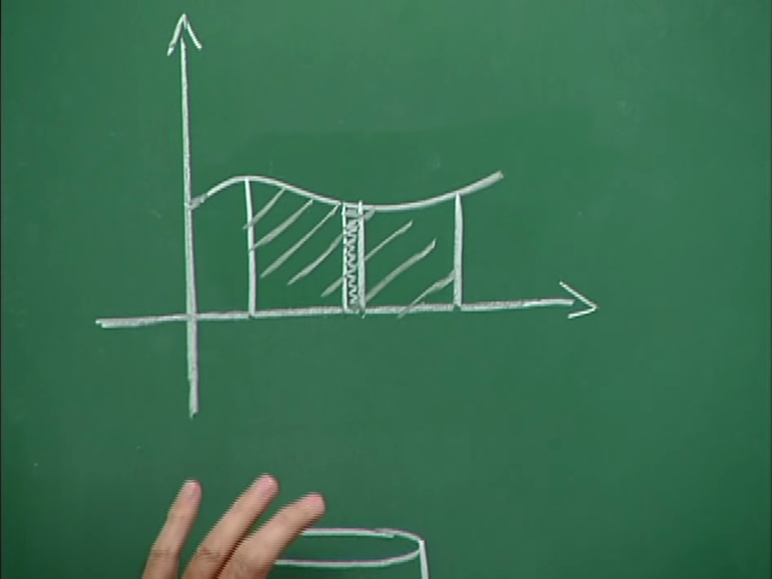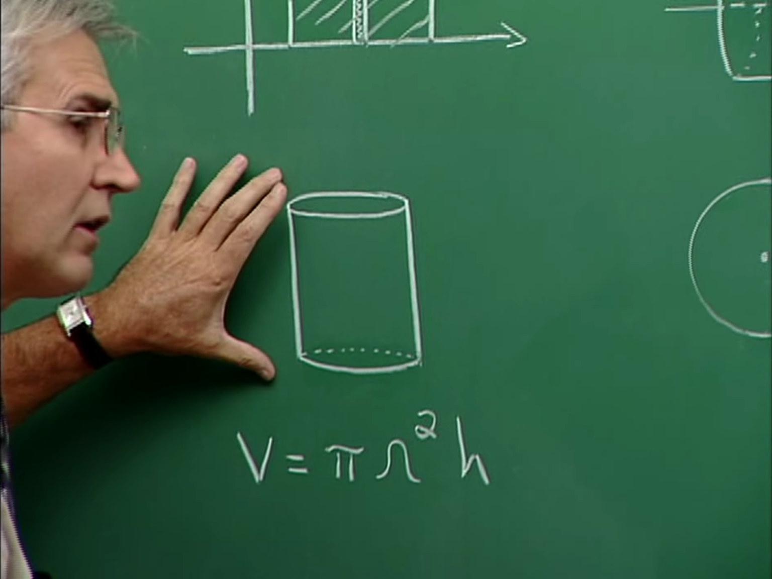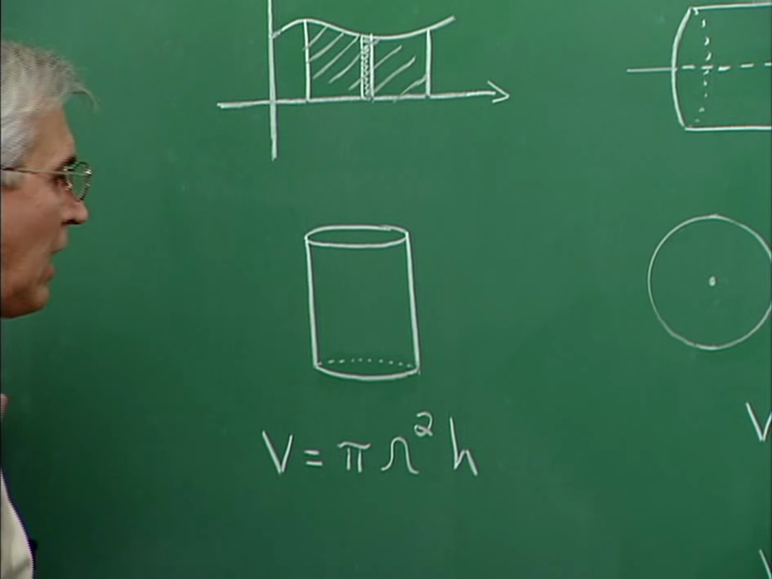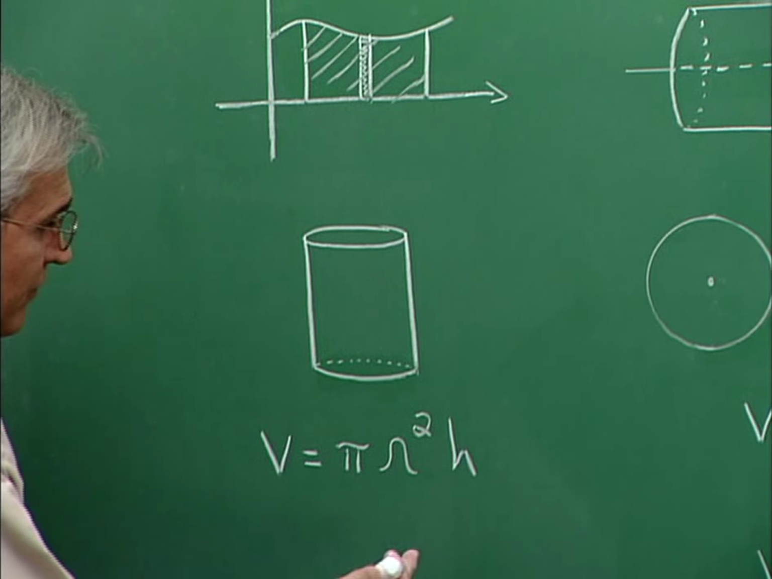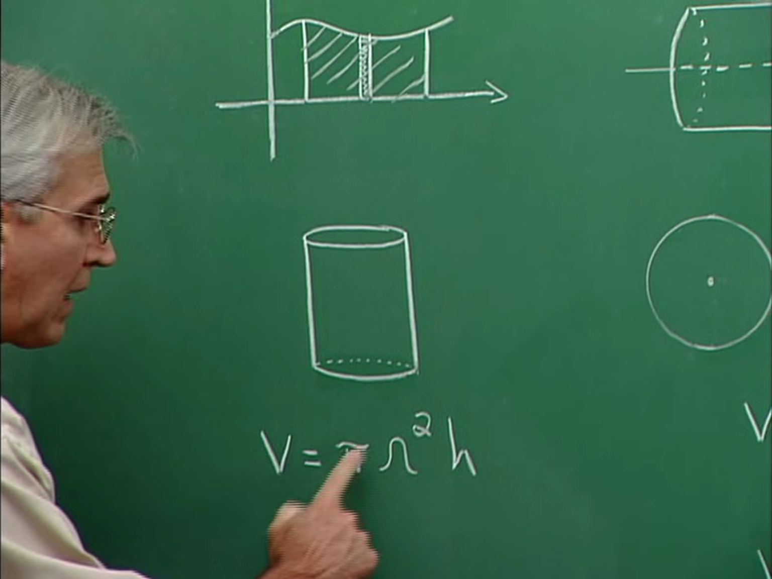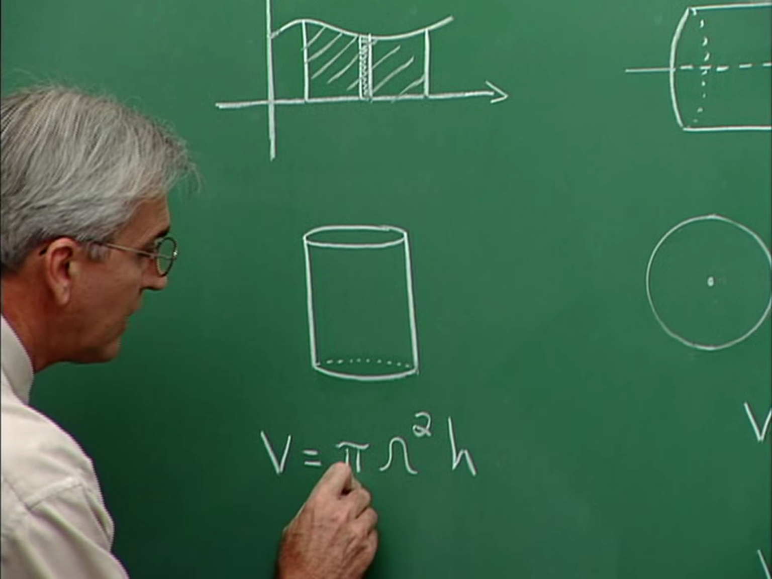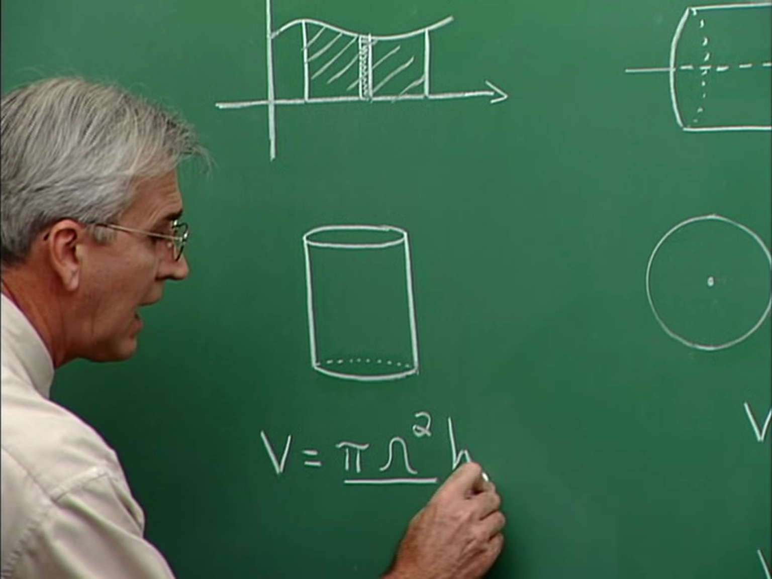Now, I'm just taking a very simple type of figure and a predictable type of figure like a cylinder, and we know that to calculate the volume of this cylinder, the formula is pi times radius squared times height, so pi r squared h. Now, I want you to notice this, though, about the formula, that it is the area of the base times the height.